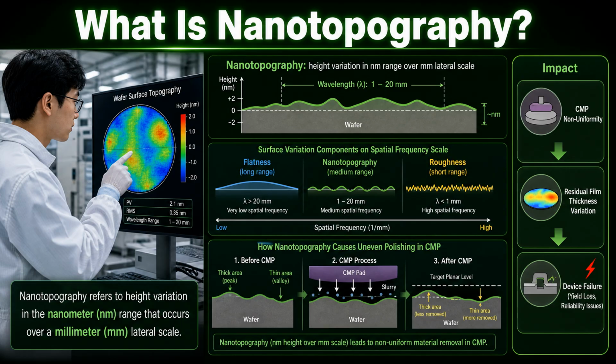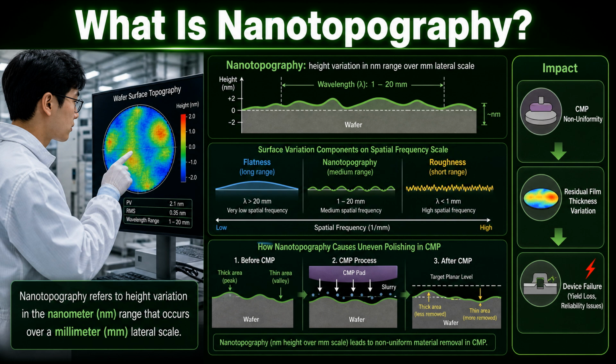Nanotopography refers to subtle height variations on the wafer surface in the nanometer range, occurring over a millimeter scale lateral distance. It sits between flatness, which covers long-range bow, and roughness, which covers very short-range surface texture.